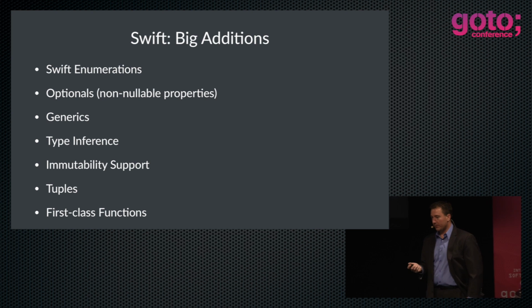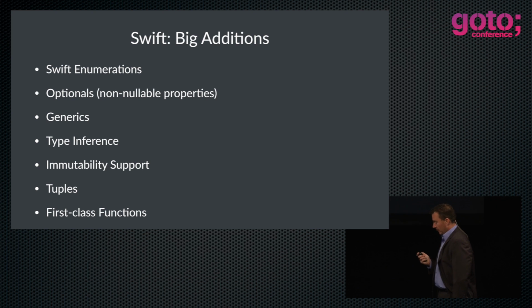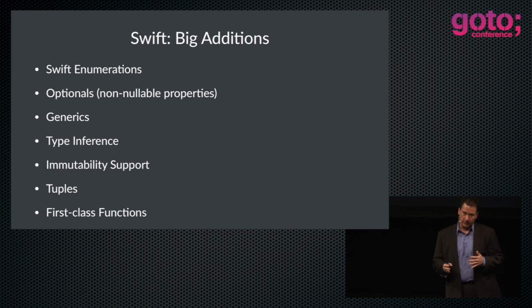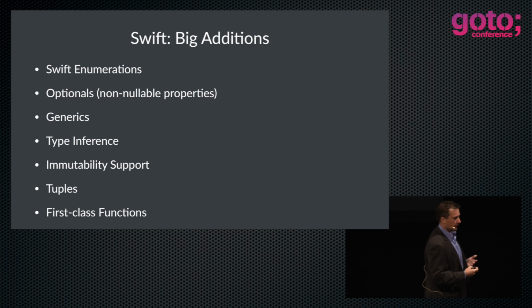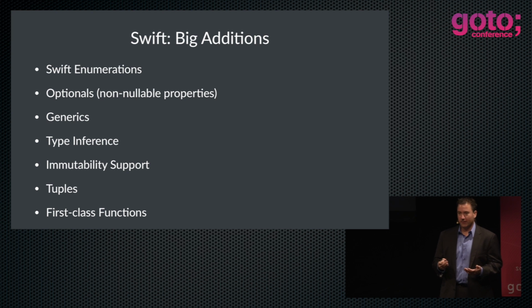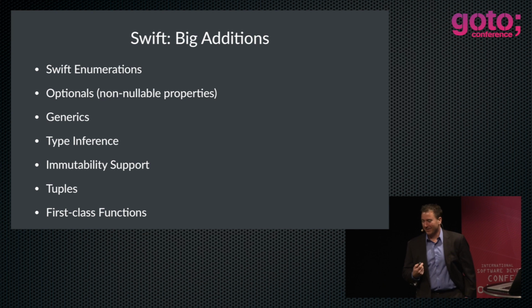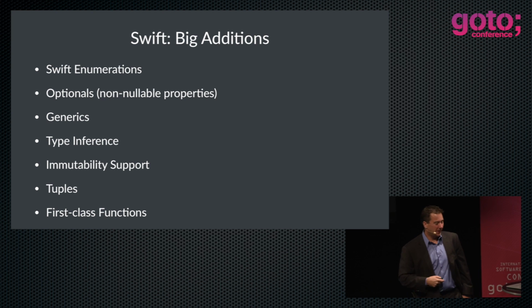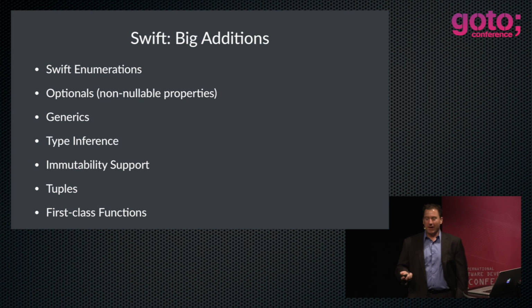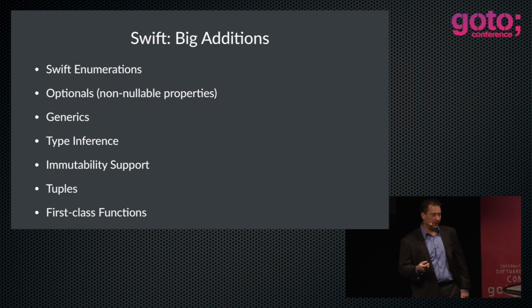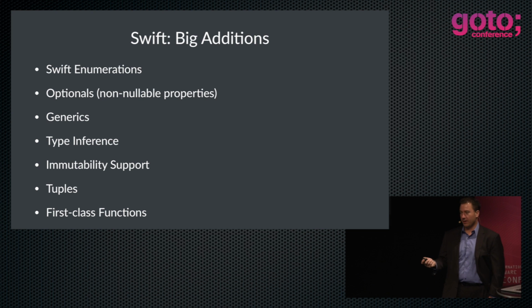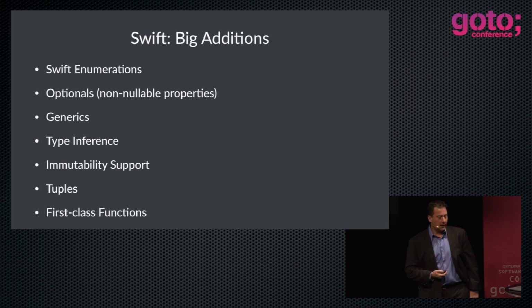You have optionals. Swift very heavily leans towards trying to encourage you to not have nulls in your code anymore. Those of you who have ever experienced a null pointer exception, I don't know if anyone has. I've had a lot of null pointer exceptions, and they're rarely fun or expected. One way around that is to have non-nullability, and Swift really encourages that and forces you to explicitly declare your properties as being nullable.